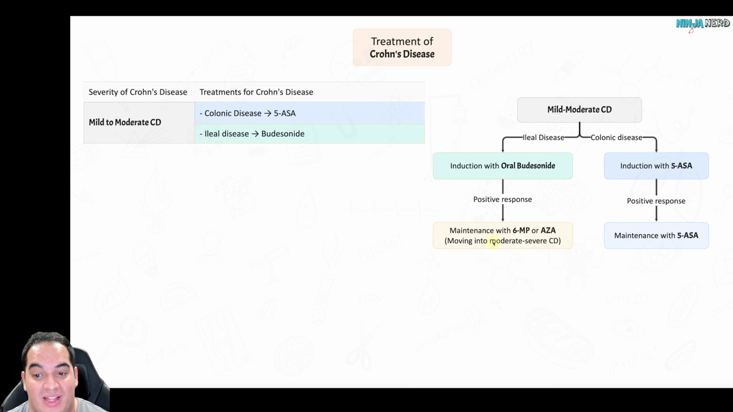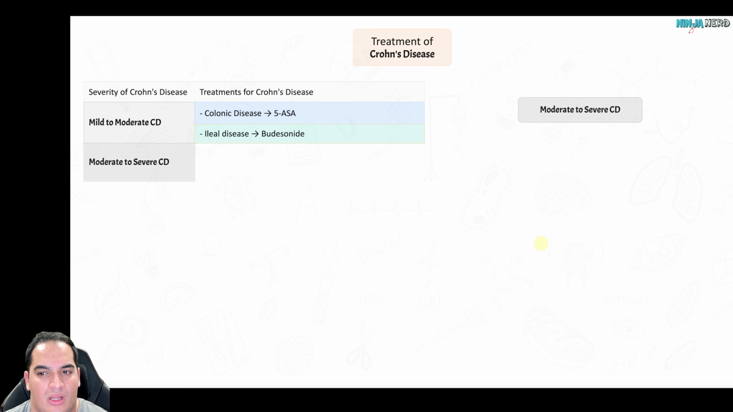So that's why we're going to move into the next step here, which is moderate to severe Crohn's disease. If a patient has moderate to severe Crohn's disease, this is a patient who has right lower quadrant pain, watery diarrhea. Now they're developing some local complications, right? Maybe they're having malabsorption, weight loss, maybe some extraintestinal diseases that they're starting to experience. And now I've got to escalate the therapy.